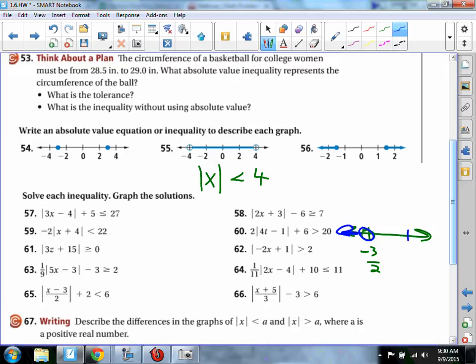T is less than negative 3 halves, and t is greater than, anybody have this? The other one? 2, good. T is greater than 2. That's an open circle. And finally, 65, it's between, you'll have negative 5 is less than x is less than 11.